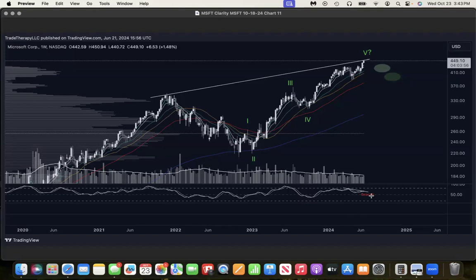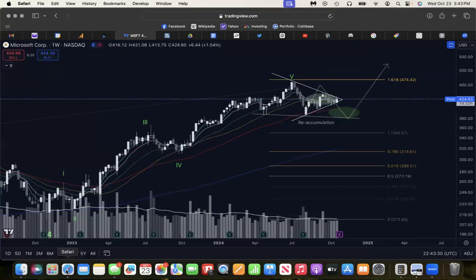We also saw some bearish divergence in momentum indicators. So at this point, all signs were pointing to some sort of a corrective move within Microsoft. Jump over to today's chart. This is what we got.